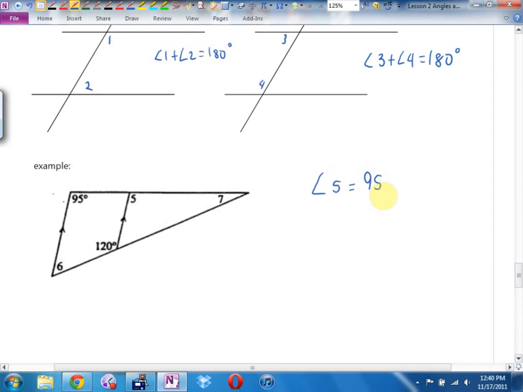What angle am I going to find next? I'm either going to use the 95, the 120, or the 5. What letter is that sideways and backwards? C. These are the co-interior angles, the interior angles on the same side of the transversal, the IOTSOTs. These two add to 180. So how big is angle 6?